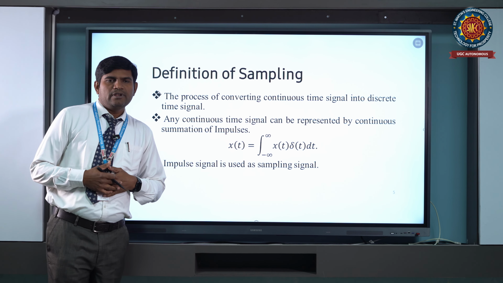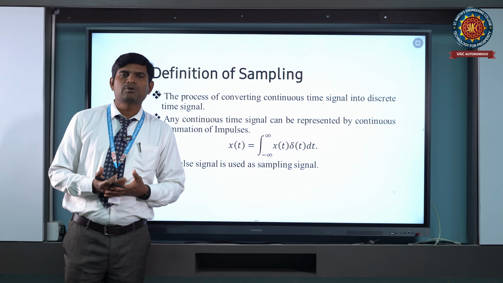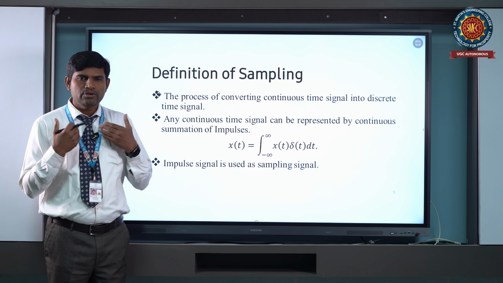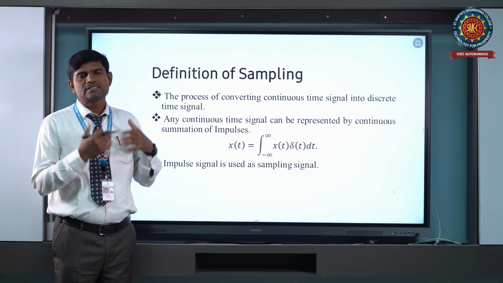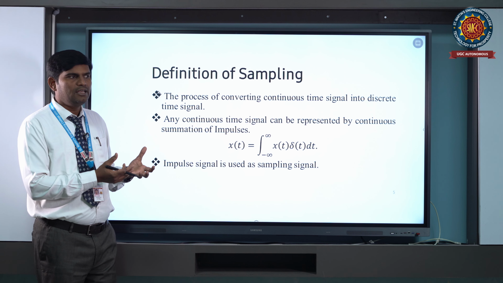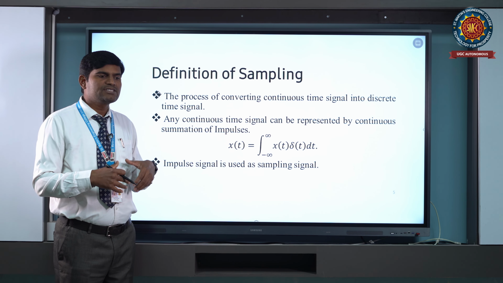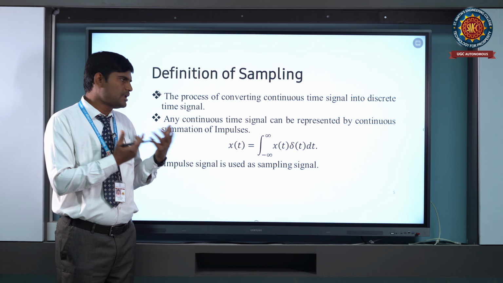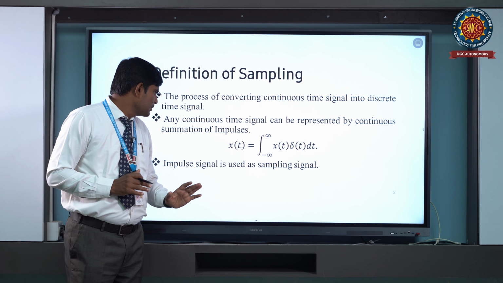Coming to the definition of sampling. Sampling is defined as the process of converting a continuous time signal into a discrete time signal, representing a continuous time signal in discrete samples. At discrete instants of time, the signal will be represented. That process we call sampling.